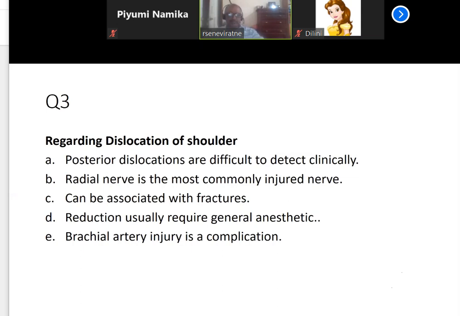Reduction usually requires general anesthetic. False. Usually we do it under procedural sedation. And sometimes with recurrent dislocations, you don't need anything really if you put it in immediately. But the first time dislocation can have problems and might sometimes need general anesthetic. Also, the more time which has elapsed since the dislocation, you might need general anesthetic because muscles go into spasm over time, say 5 hours, 8 hours, it can happen. Brachial artery injury is a complication. True, but rare. You're right.